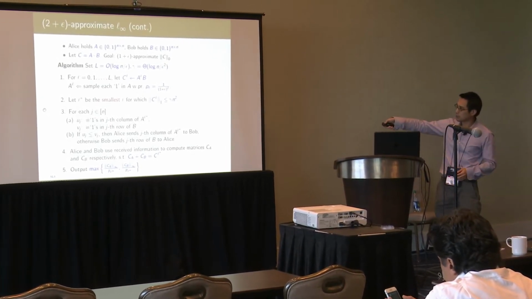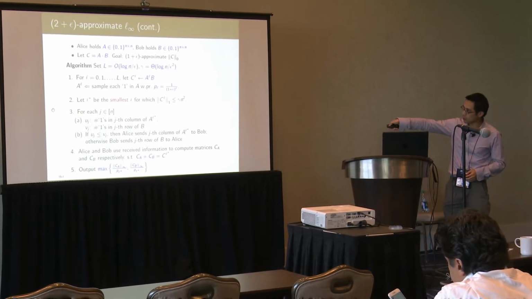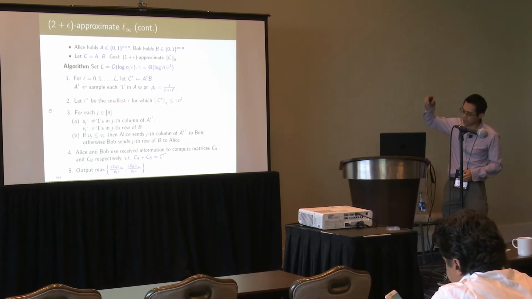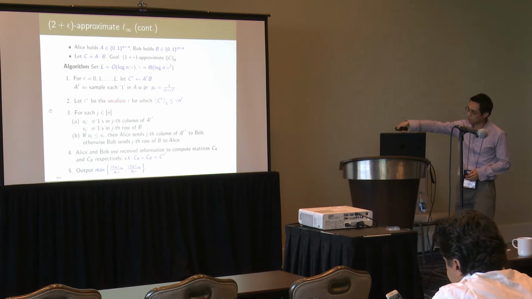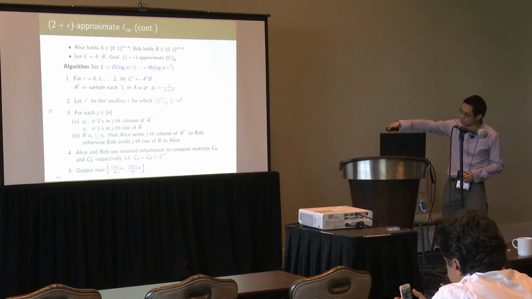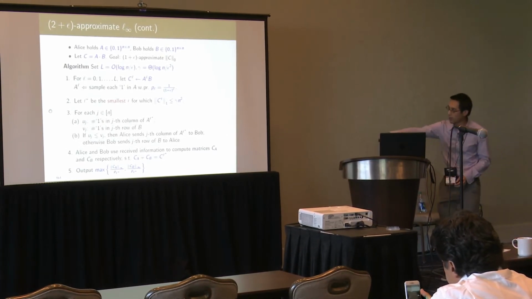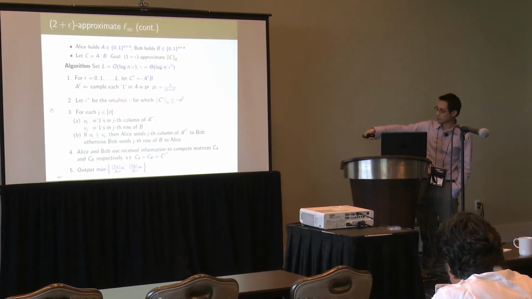And then we focus on this level, basically this C_L star. For each j, let U_j be the number of ones in the j-th column of A_L star, and V_j is the j-th row of B.